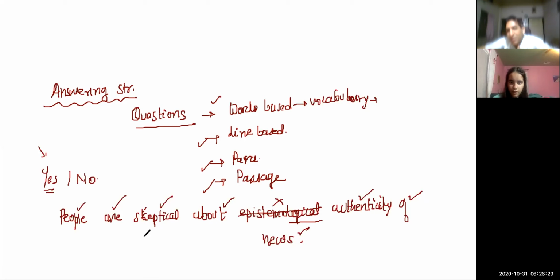Yes. So this is a fantastic example of how we can manage without vocabulary also. Every word has a context, and if we understand the context, we don't have to understand the word. Even if I don't understand the meaning of epistemological, I still understand the meaning of this sentence, that people are skeptical. What is the meaning of skeptical, by the way?